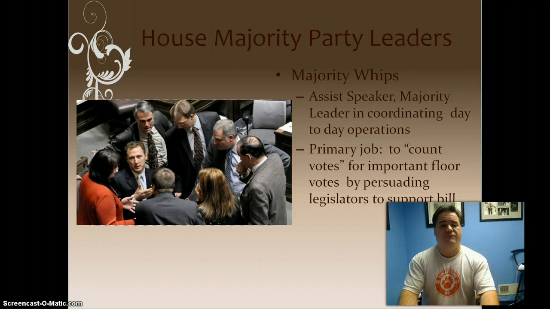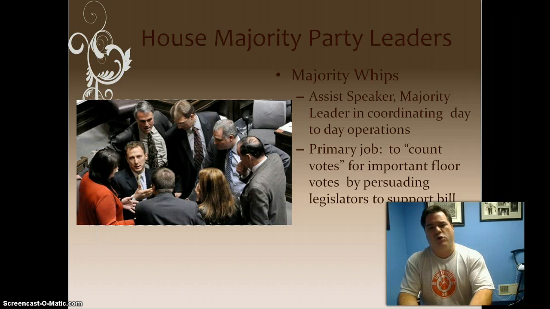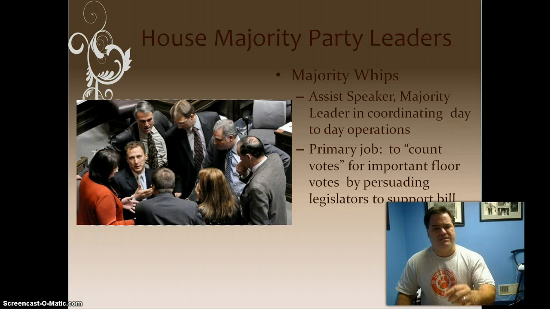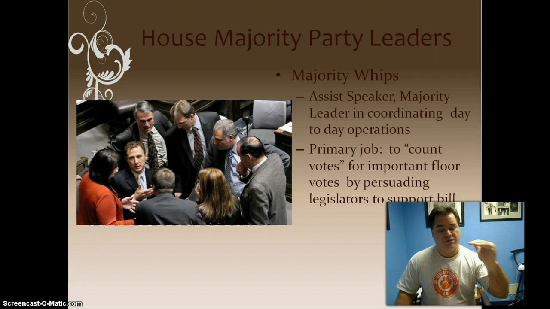Okay, they put the votes. They corral their members and herd them in a direction to vote on particular issues. Okay, so for important floor votes, they have to persuade those legislators to support the bill. And these are members of their own political party, so chances are they agree on most of this stuff, but sometimes they don't. And it takes some arm twisting. That's what the whips do. Okay, so you have a Speaker of the House, presiding officer, who's the leader of the majority party. You have the Majority Leader, and then you have the whips. That's the majority party leadership.